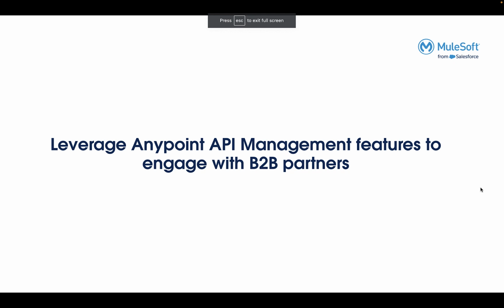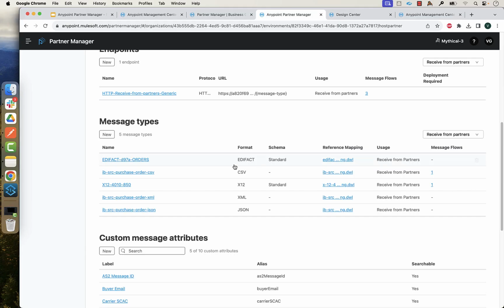Let's now look at how customers can leverage Anypoint Platform's broader universal API management features to augment the way they engage with their B2B partners to exchange business transactions. As we have seen in the context of this use case, Mythical Supplier receives orders in different message standards and formats from customers across different geographies, which includes receiving Edifact, CSV, X12, XML, and JSON type of messages. You can consider these message types as your object in an API design.